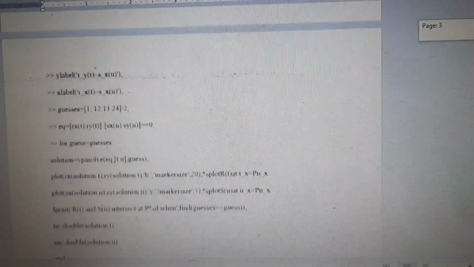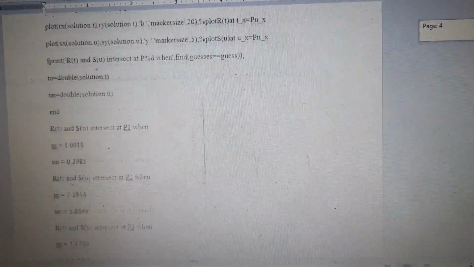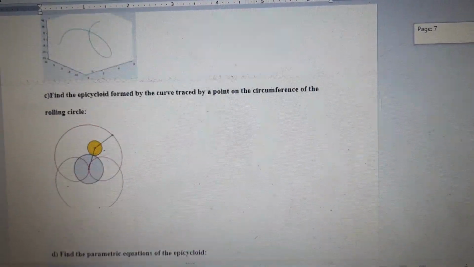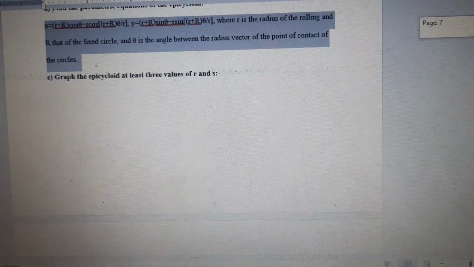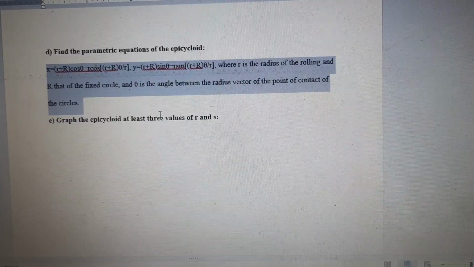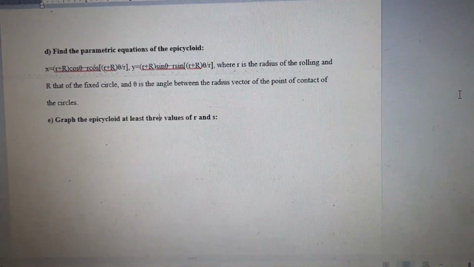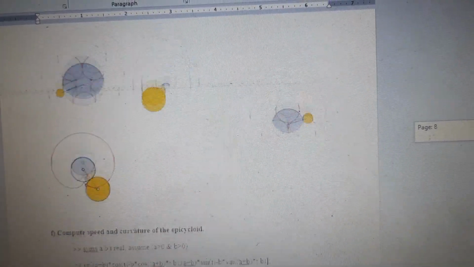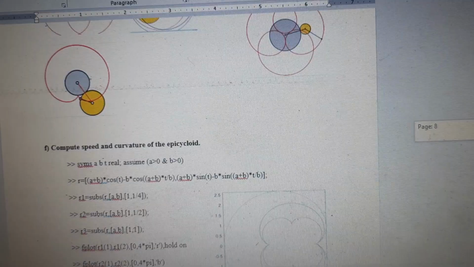Number second, answer. Find the parametric equation of the epicycloid formed by the trace of the circumference as given. First this, and then second, find the parametric equation of the epicycloid. Here is the parametric equation of the rolling. Graph the epicycloid for at least 3 values of r and s, which are given here, and compute speed and curvature. Speed and curvature are computed here.